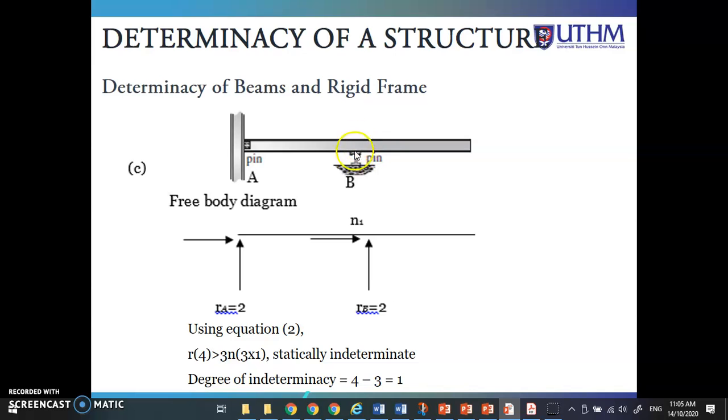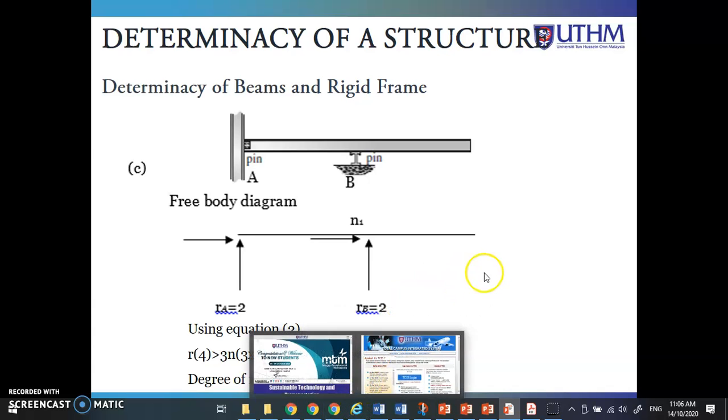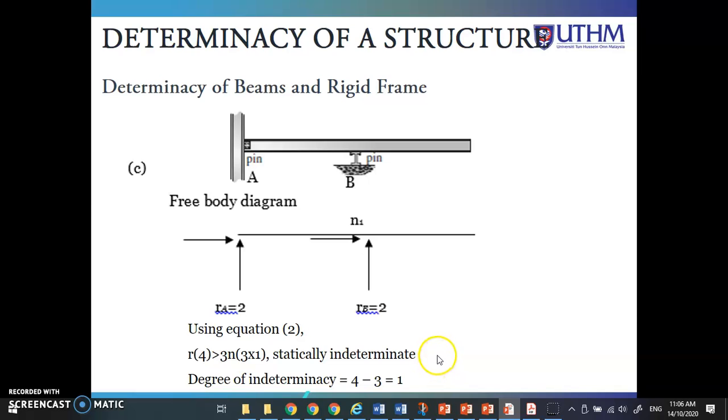So dia tak ada pecah kat sini. So this is only 1 part. So N is equal 1. So R is 2 plus 2, 4. 3N adalah 3 times 1. So R is greater than 3N. We call as the statically indeterminate. Okay, so the degree of indeterminacy here is 4 minus 3 equal 1. 1 degree of indeterminacy.